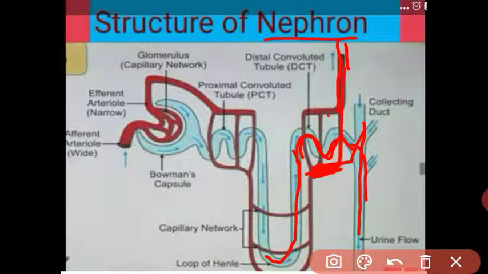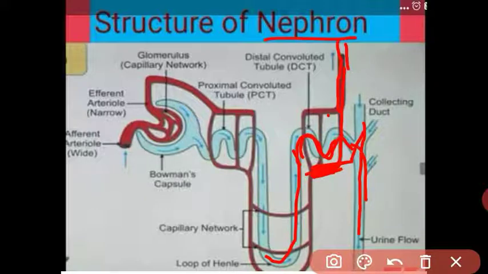From the urinary bladder, the urine passes to the urethra. The urethra has a sphincter muscle. By the relaxation of the sphincter muscle we urinate. Urination is also called micturition. Micturition means the passing out of urine from the body. This process is called micturition.